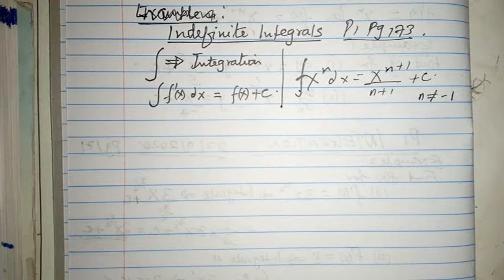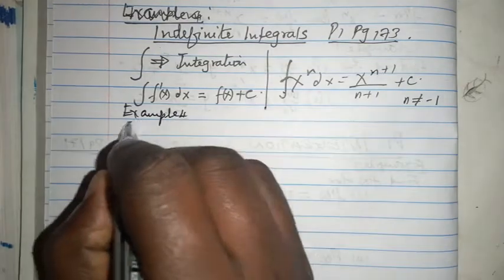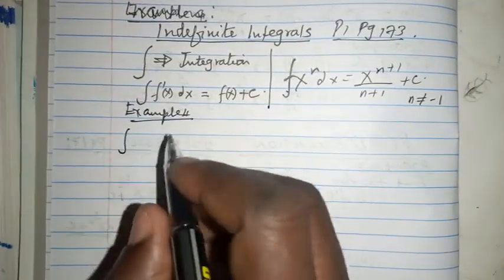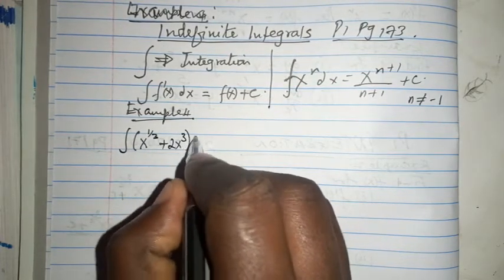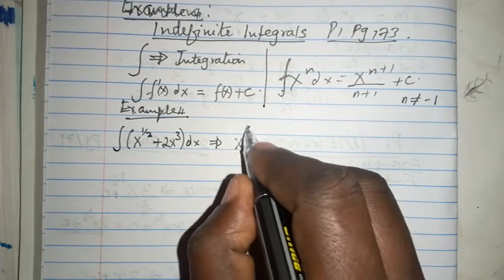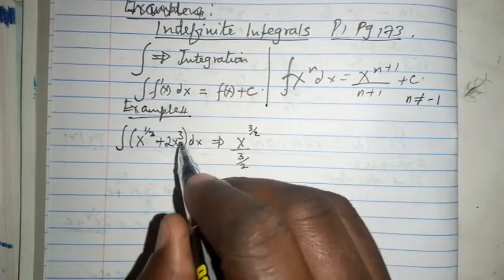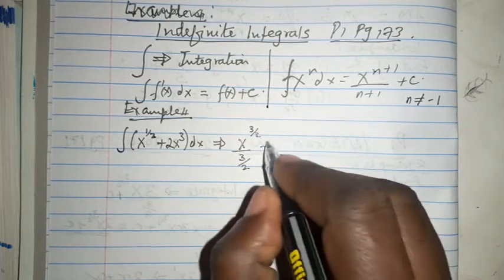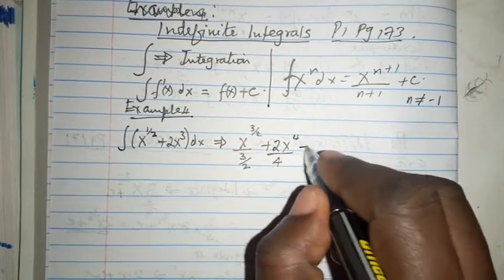But I just want to go to example 4 because it's going to show polynomials. Example 4, let's talk about example 4. Now, integrate x raised to power a half plus 2x cubed with respect to x. And what does this give us? This simply gives us x raised to power 3 over 2, over 3 over 2. Remember, the power increases by 1. It was half, now it should be 1.5, which is 3 over 2, plus 2x raised to power 4 over the new index 4 plus c.